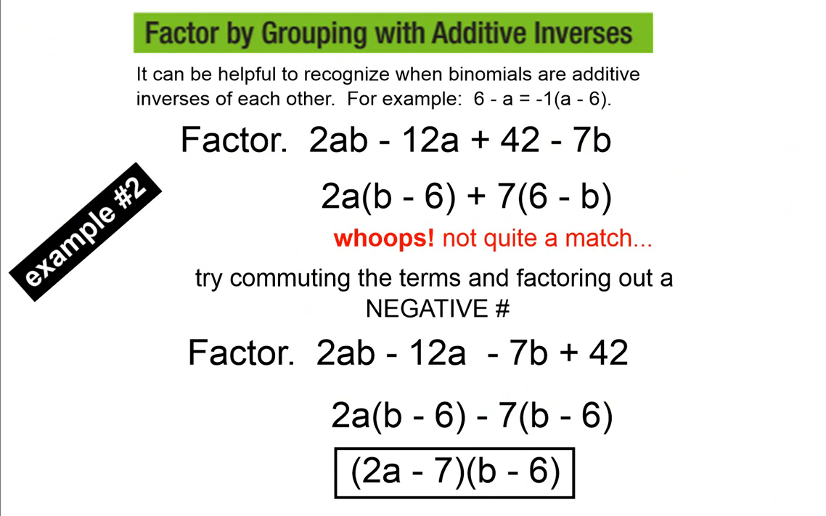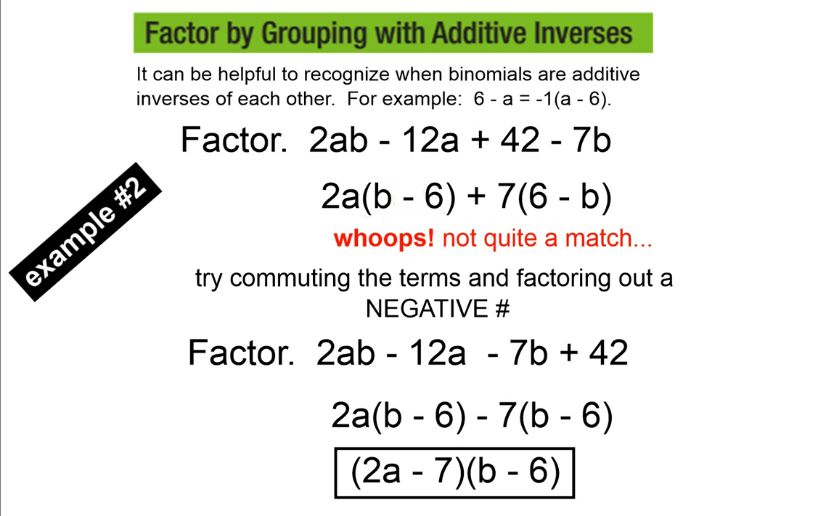Okay? We're going to try factoring this time by using an additive inverse, or factoring out a negative value, or potentially commuting the terms. So let's see what we've got here. It can be helpful to recognize when binomials are additive inverses of each other. That means sometimes, like in my first example here, when I group my polynomial and I pull out my GCFs, sometimes my second quantities are not quite a match. But they're super close. They have the right terms, they just have the wrong signs.